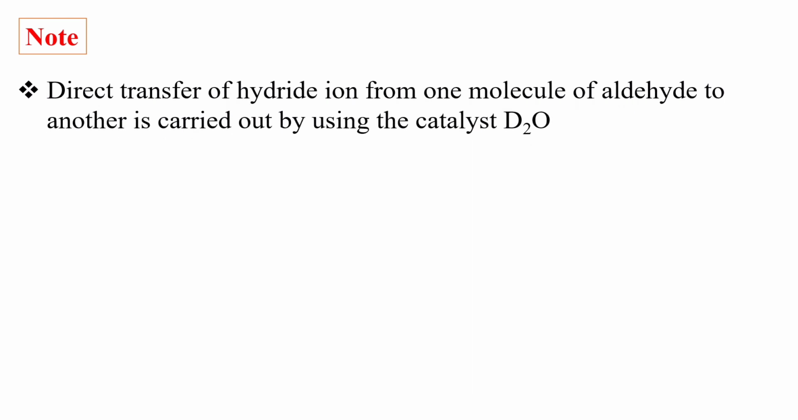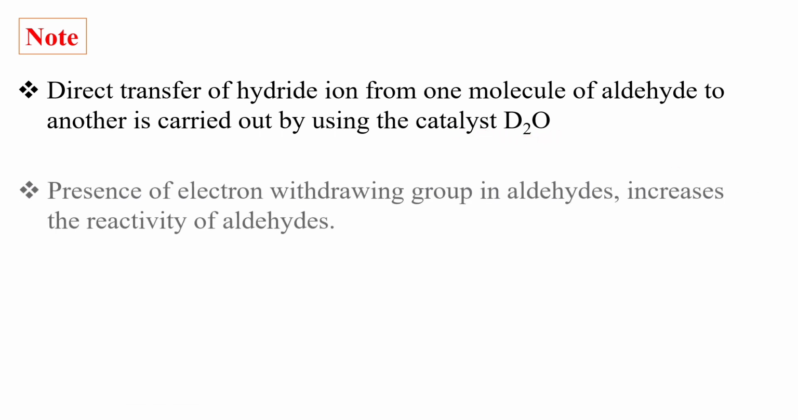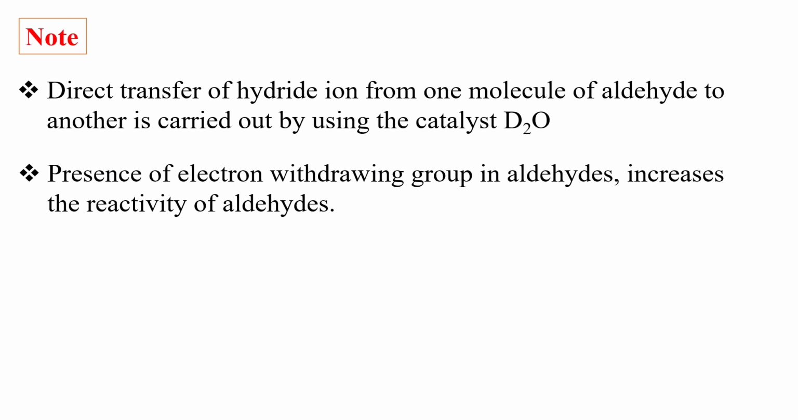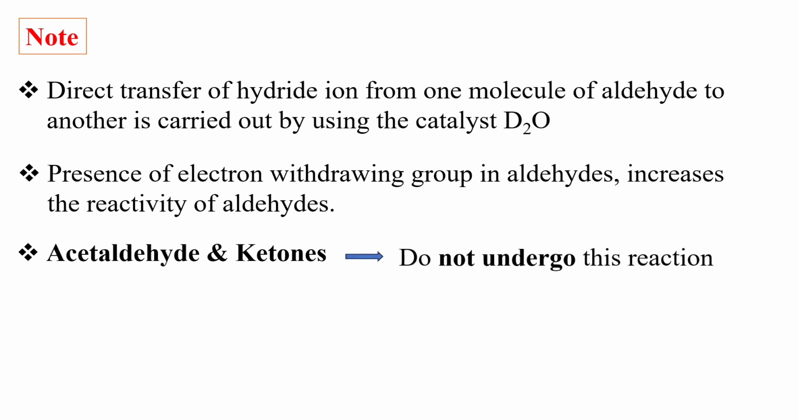Now here we have to know some points. The direct transfer of hydride ion from one molecule of aldehyde to another is carried out by using the catalyst called D2O, that is deuterated water. If the aldehyde has an electron withdrawing group, the reactivity of the aldehyde would be increased. Acetaldehyde and ketones will not undergo this reaction because both have alpha hydrogen atoms. So what is the main criteria? The aldehyde should not have an alpha hydrogen atom.